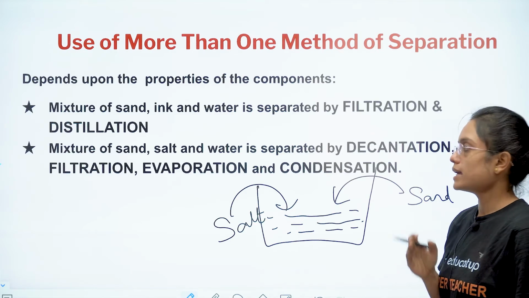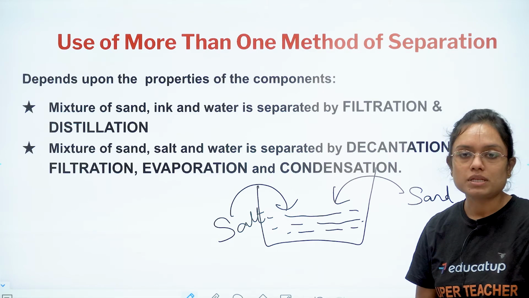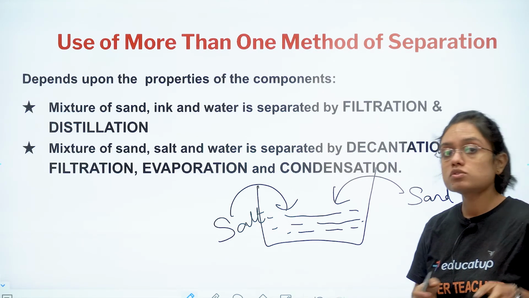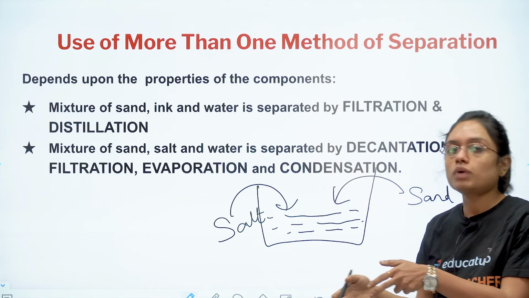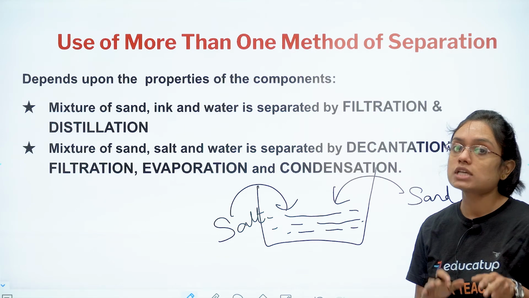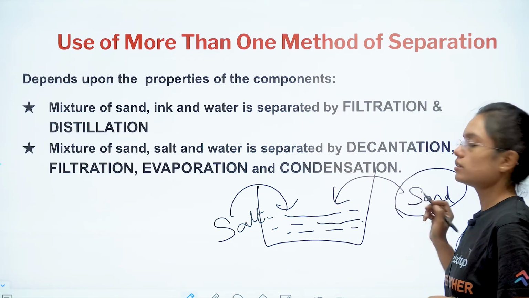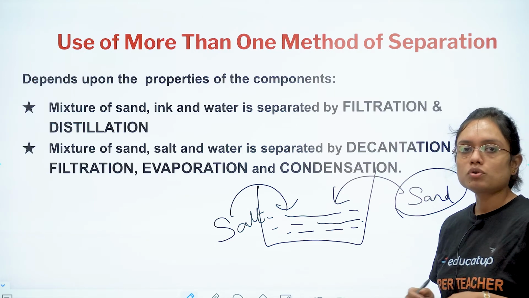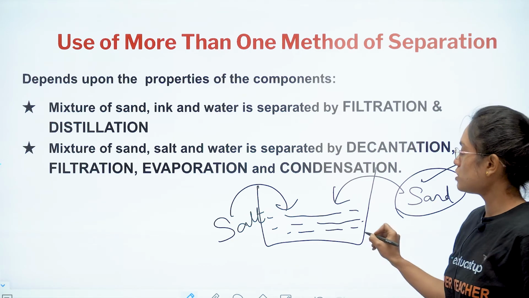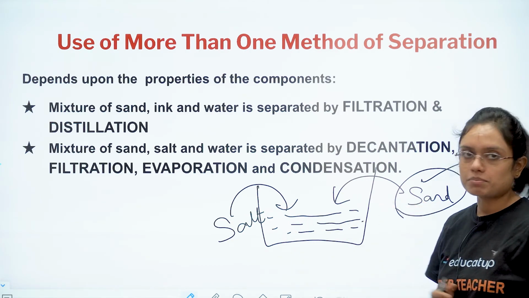You have to use decantation, filtration, evaporation and condensation. That means first you have to do decantation. What was decantation? Decantation was to pour out the liquid into another vessel without disturbing the sediments or the particles which are settled at the bottom. So what will be settled at the bottom? Sand. So you will pour out the liquid into another vessel, and what will remain at the bottom of this beaker? Sand. So sand is separated out.